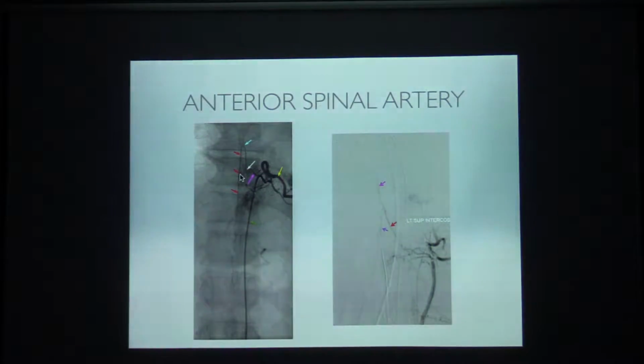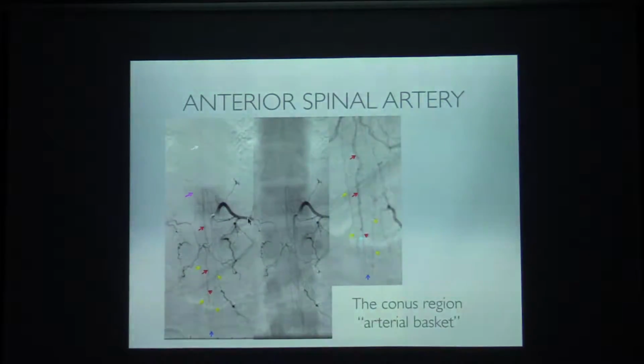And sometimes we're using non-subtracted images just to be sure that this is in the midline and it's going along the spinous process, in case the technician didn't put the patient oblique. This is another example, and you see the catheter here, and again this is the segmental artery, and this is supplying the anterior spinal artery.